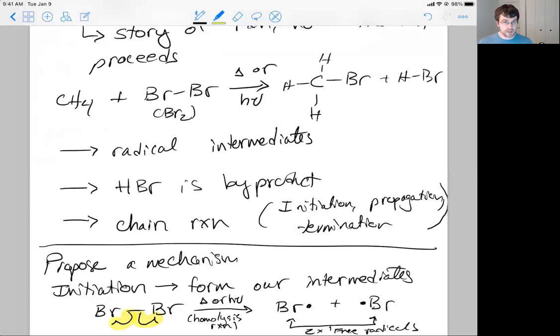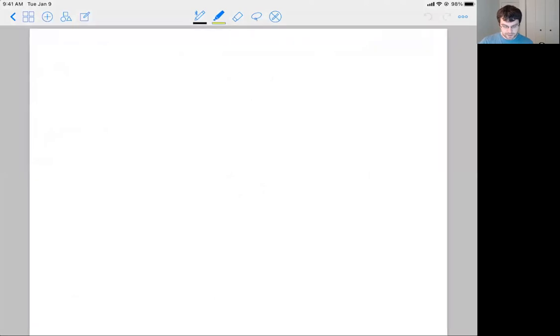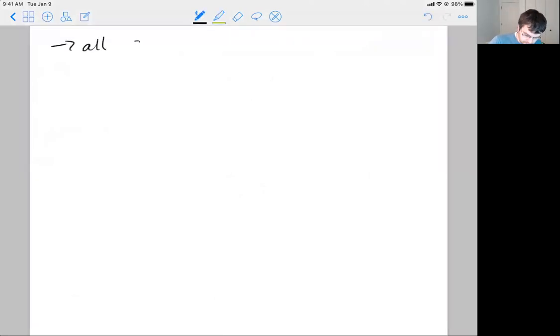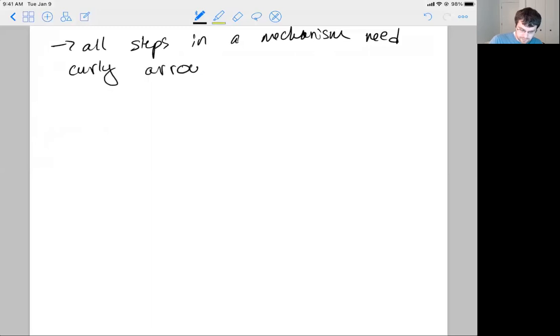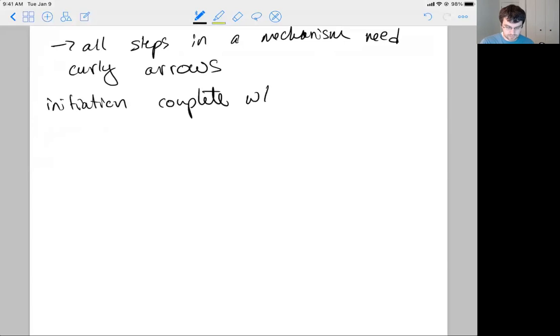Okay, and that's important for every step, as I just mentioned. Every step needs to have curly arrows to account for why things are happening the way that they're happening. That is to say that all steps in a mechanism need curly arrows. Now, after this, we form the two radicals. With the two radicals in hand, the initiation is complete. Now we're ready to enter propagation.